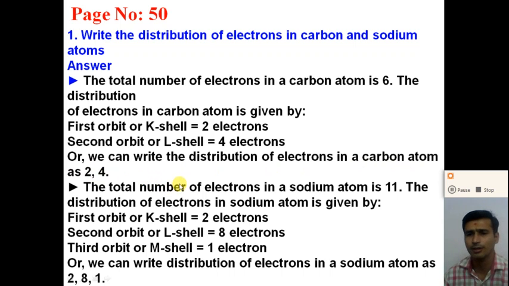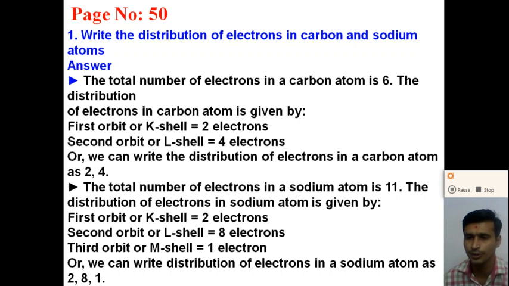Similarly, the atomic number of sodium is 11. How can we distribute the electrons? In the first orbit 2 electrons, in the second orbit 8 electrons, and in the third orbit 1 electron. So the electron distribution of the sodium atom is 2, 8, 1. That is, in the K shell 2 electrons, in the L shell 8 electrons, and in the M shell 1 electron. This way we can distribute the electrons of the first 18 elements.